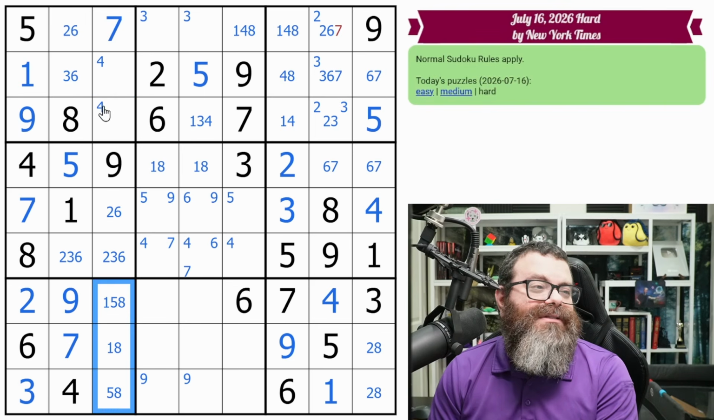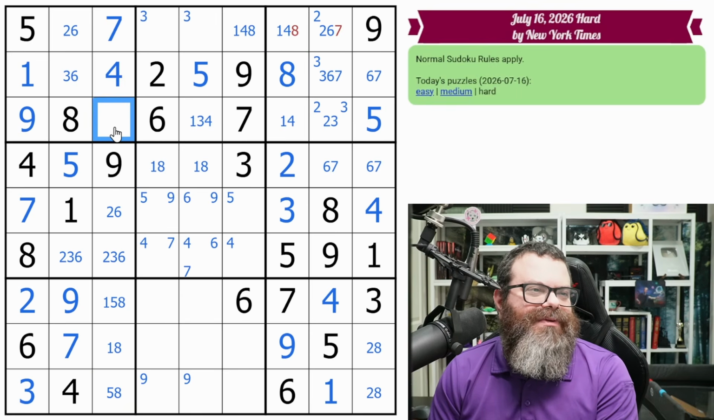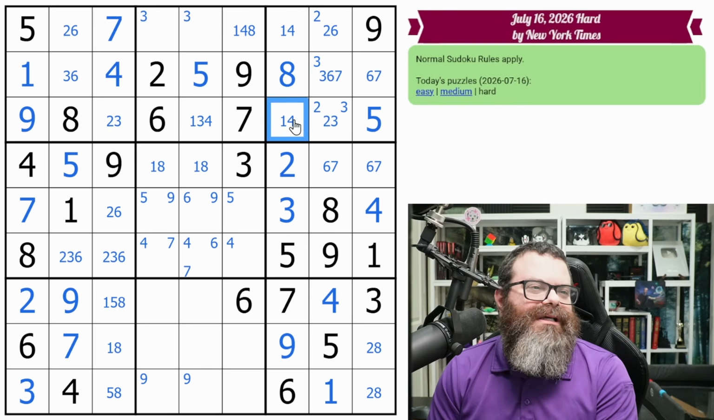Oh, but the 1, 5, 8 looks up on the 8 in the box. So this is our 4. That's our 8. And this is our 2, 3, or 6. Not a 6. So this is 2, 3. Whoopsie. This is 2, 3. Let's clean these up because they're bothering me. 1, 4 pair. All right.